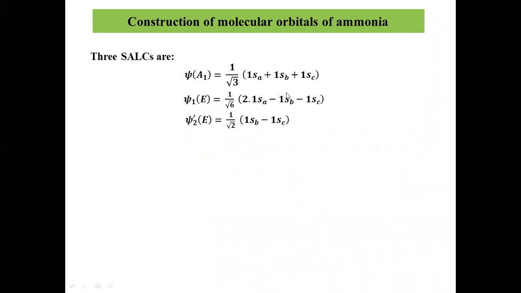these three functions, right? These are the three SALCs we are going to get. I hope you'll agree with that. So this is A1 type, all positive combination. This psi 1e I have taken as it is, so that is 2 into 1sA minus 1sB minus 1sC. And psi 2 prime, after doing Schmidt orthogonalization, is 1 by square root of 2, 1sB minus 1sC, right? So these are SALCs of different types.